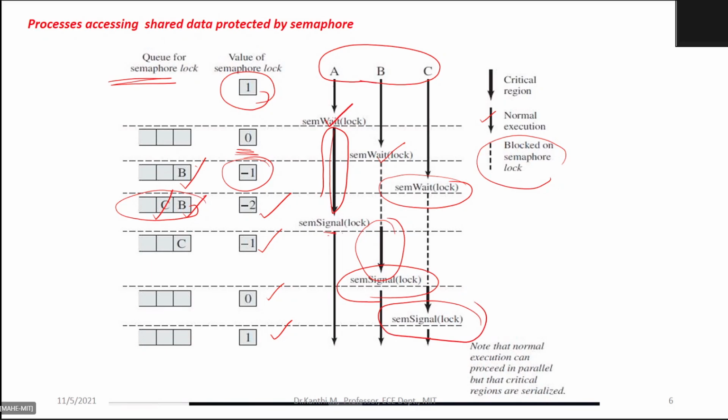Okay. So here it's a simple sequential operation which shows how different processes are stored in the queue, and they are protected by the semaphore. So your normal execution can proceed in parallel, but your critical regions are serialized. You can continue with the normal execution provided you don't need any particular common resource.